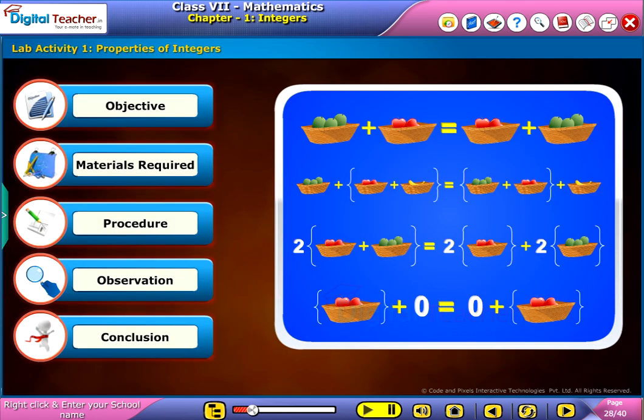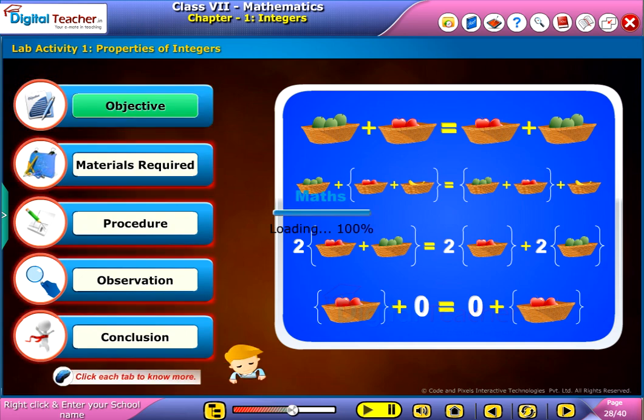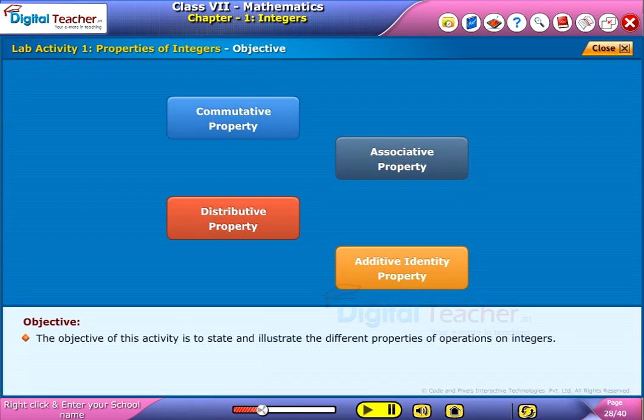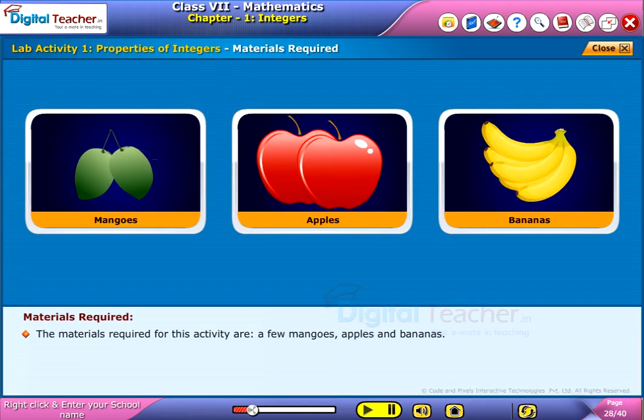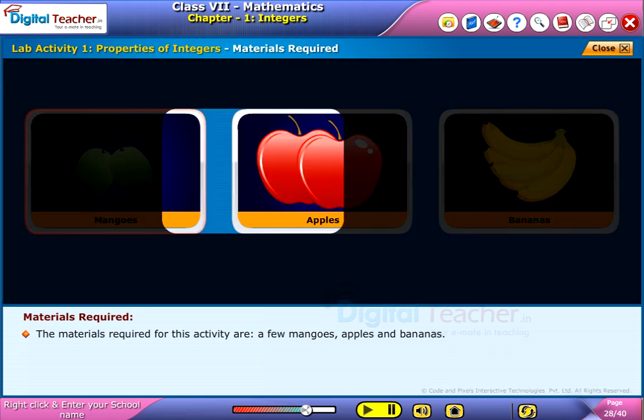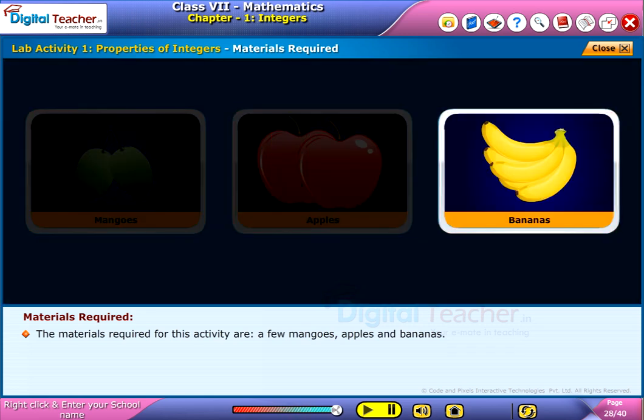Let us do a lab activity on the properties of integers. The objective of this activity is to state and illustrate the different properties of operations on integers. The materials required for this activity are a few mangoes, apples, and bananas.